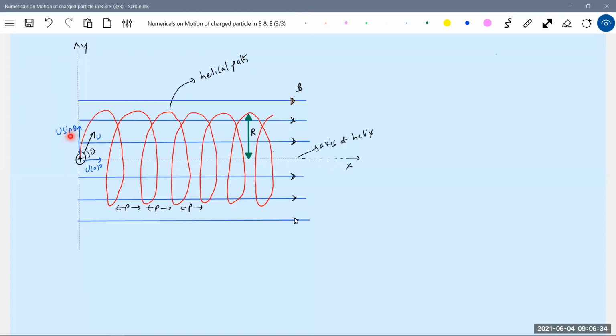In the books, they give this as u perpendicular, u parallel, justified. So now the radius of the helix is given by r equals mu sin theta by qb. Then at t equals 0, it is here. After what time will it complete one revolution?